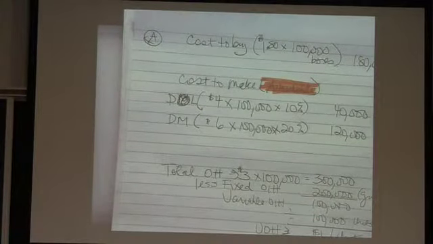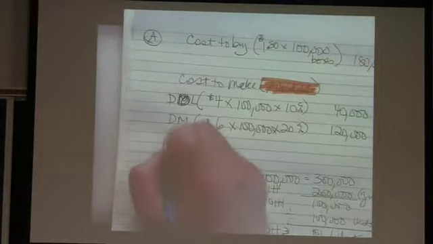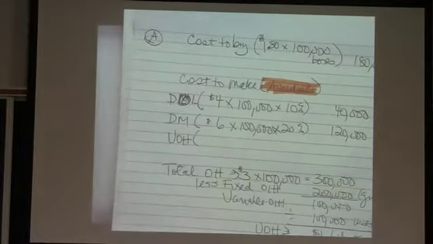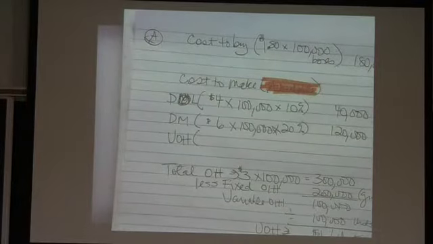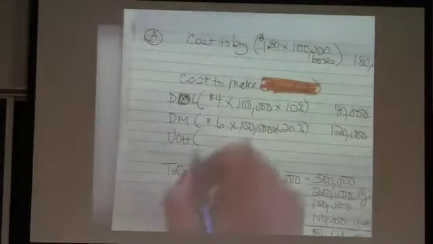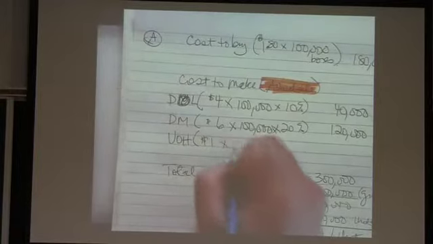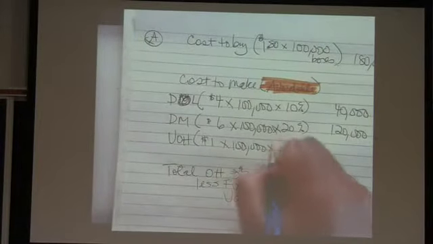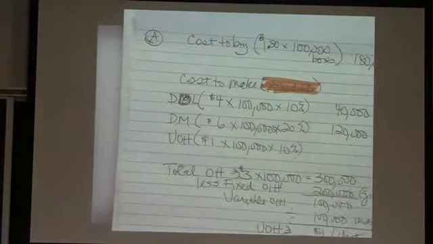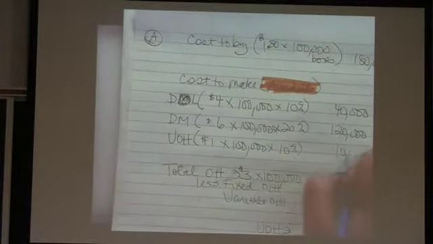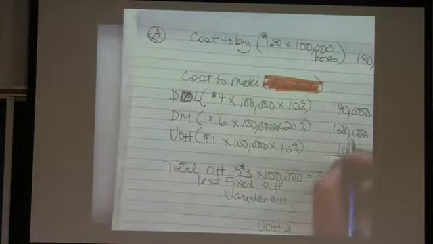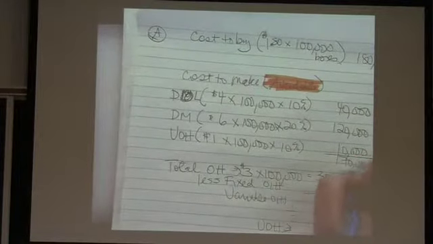Okay? Now, we're going to look at how much of the variable overhead is going to disappear if I buy. It's going to be $1 times 100,000 times 10%, because we're told that that's going to reduce by buying. That's 10,000. So the sum of this is 170.